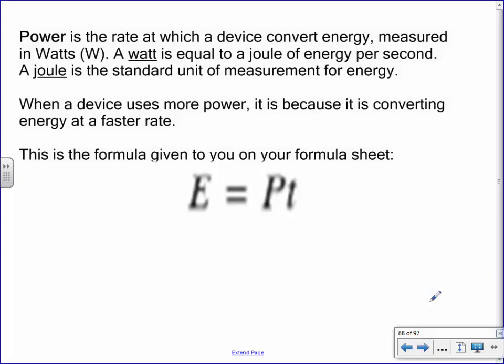Okay? So here's a formula I need to show you. It's called power. Well, let me just start with this, actually. Let's talk about power. Okay. Power is defined as the rate at which a device converts energy.